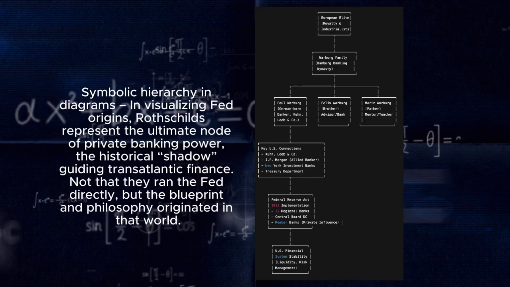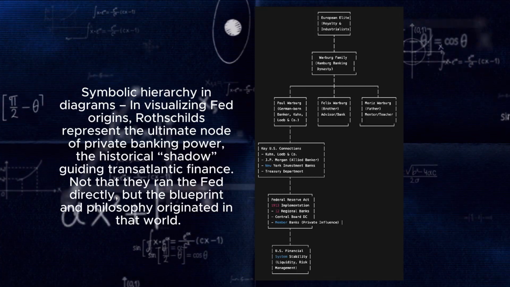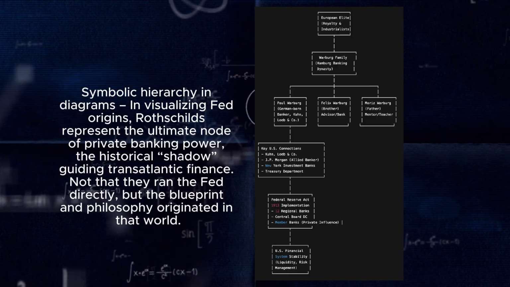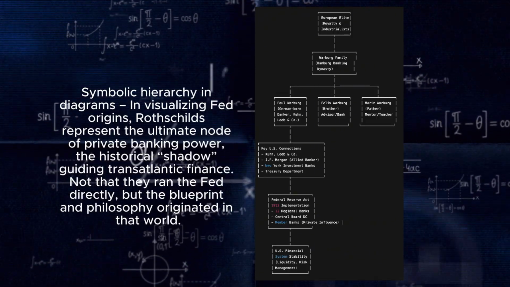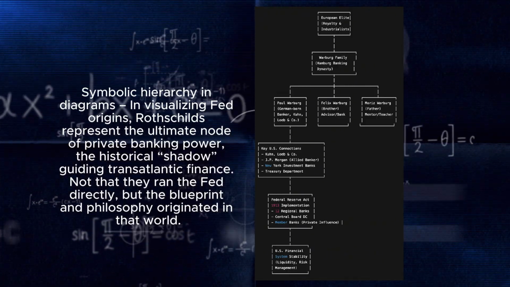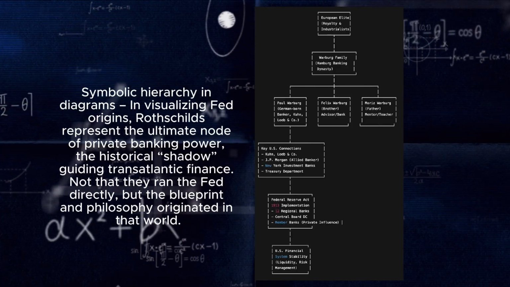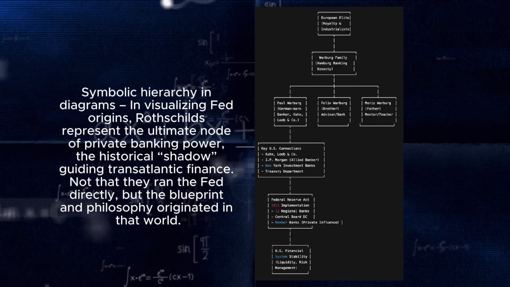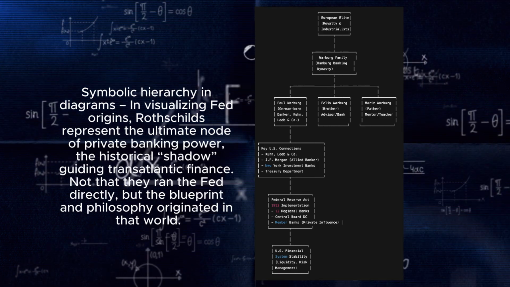Symbolic hierarchy and diagrams in visualizing Fed origins. Rothschilds represent the ultimate node of private banking power, the historical shadow guiding transatlantic finance. Not that they ran the Fed directly, but the blueprint and philosophy originated in that world.